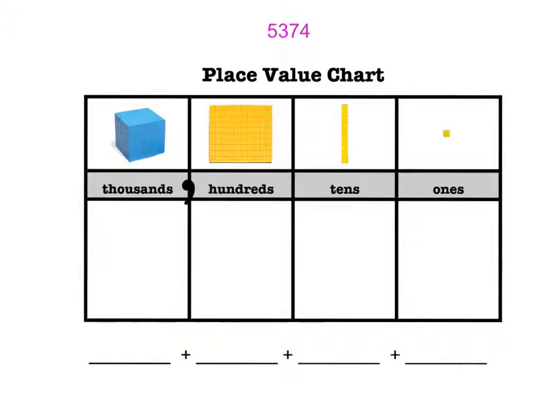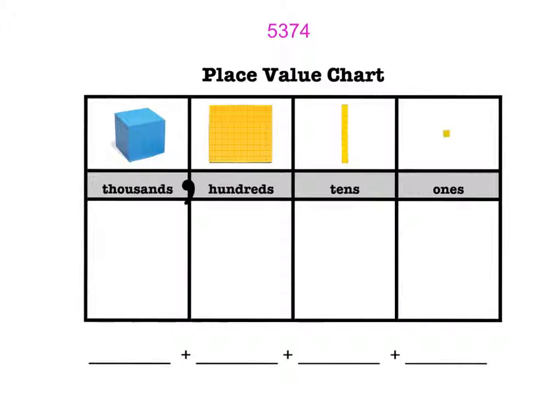Here we have a place value chart. Up the top you can see that we have our thousands block, our hundreds, our tens, and our ones to remind us of the blocks that we were just talking about. So on this chart we will write the number from up here that represents that place value. So remember, we have the number 5,374.